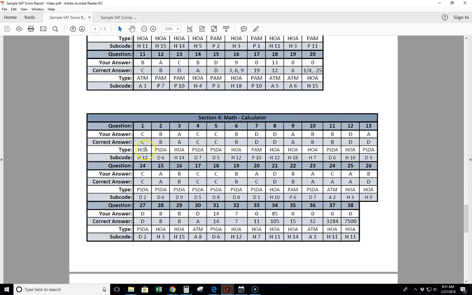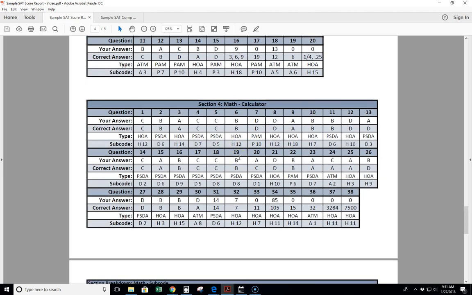And so again, every single thing is labeled. You can see the type, whether it's Heart of Algebra, Passport to Advanced Math, whatever it may be, and then also the question type, the subcodes for those. What we're really trying to focus on is understanding and diagnosing the questions. The better and faster you can do that, the faster you can tackle the problem, and the more confident you feel, because you understand what they are testing, and it's no longer a mystery to you.